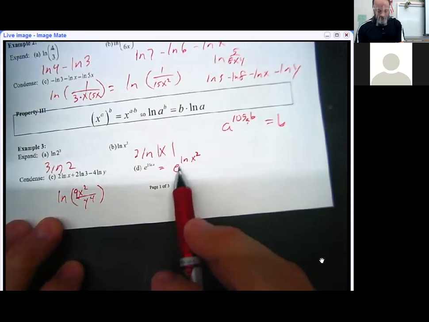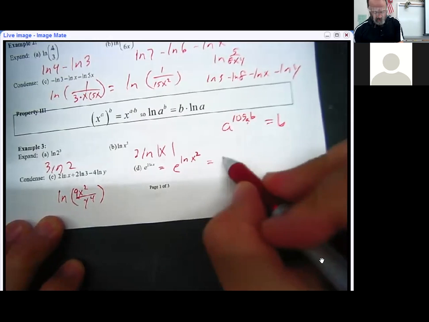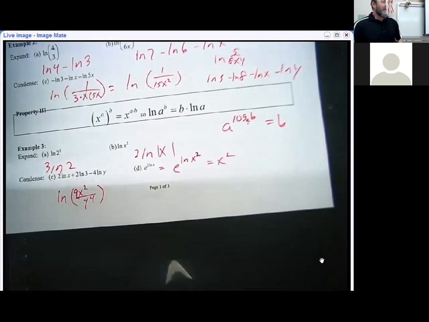So this is e to the log base e of x squared. So you just get x squared. Those are weird little problems. I don't really want to spend much time on them. Let's move on to the back.